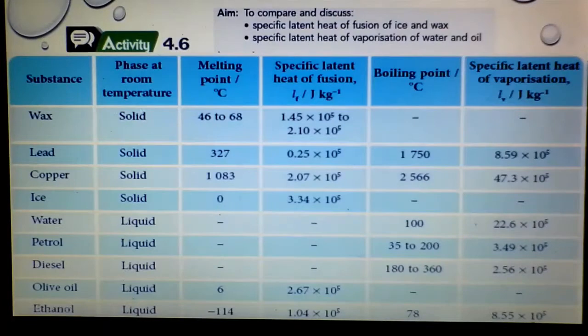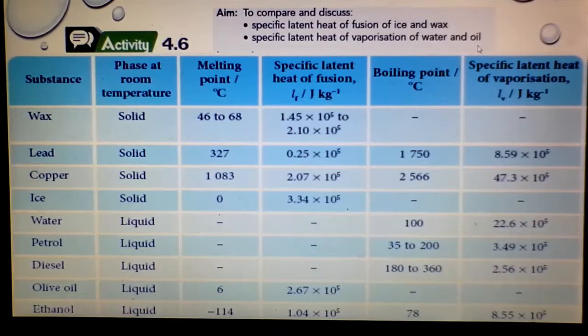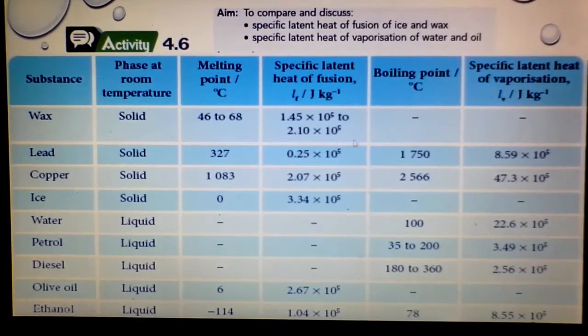Okay, now let's look at activity 4.6. You can refer to your textbook. So activity 4.6, the aim for this activity is to compare and discuss the specific latent heat of fusion of ice and wax, and the specific latent heat of vaporization of water and oil. The oil here, we discuss petrol. So you can refer to the values given here to answer the questions given.